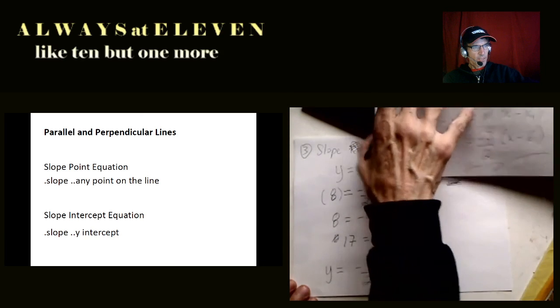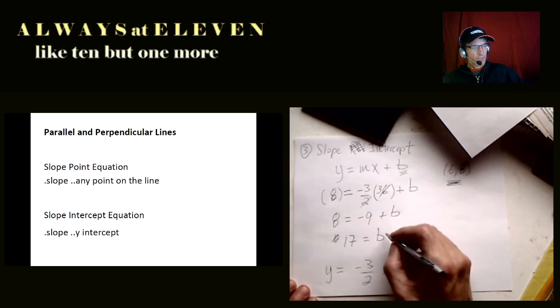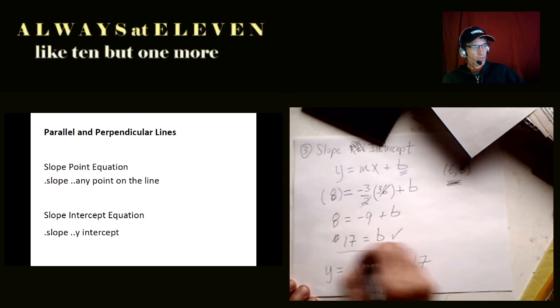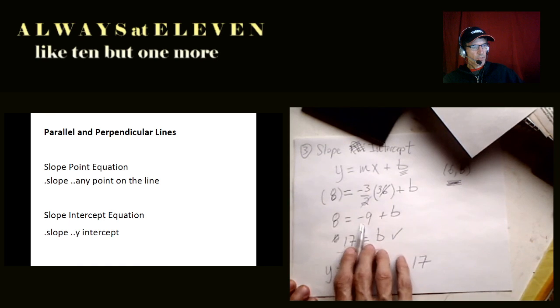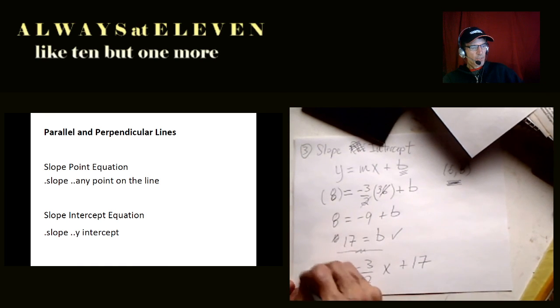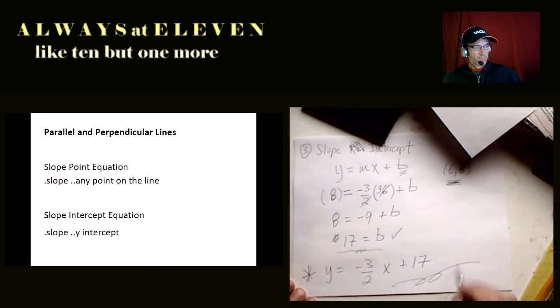All right, so we got our value of 17 by working through with our point substituted in there. And then we just put it all together. y is equal to mx plus the b value that we get. Finished.